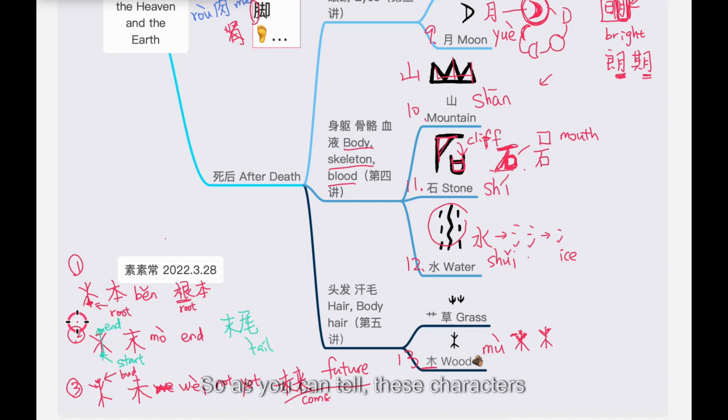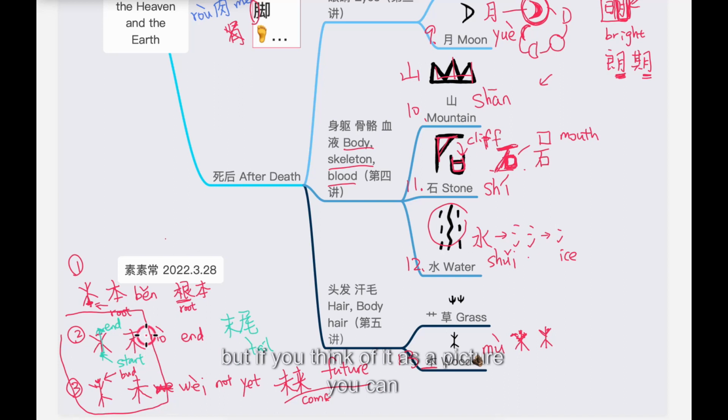So as you can tell, these characters are very similar. Mo means the end, and wei means not yet. But if you think of it as a picture, it can help you to remember it. Mo, that's the end of a tree. And wei, this leaf bud on top, means not yet.